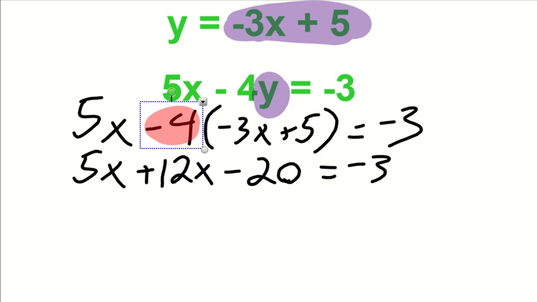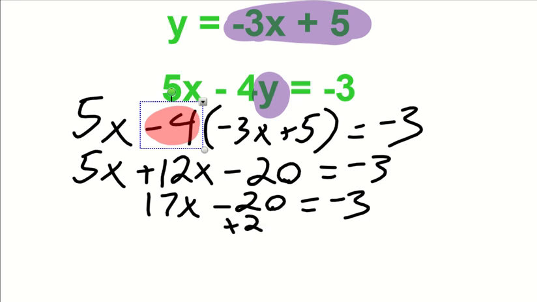Okay? Everybody good with that? Everybody clear on that? That sign in front of the number has to get distributed with it, okay? So we combine like terms. I got 17x minus 20 equals negative 3. I get rid of my addition or subtraction. I got subtraction here. Opposite, we add to both sides.